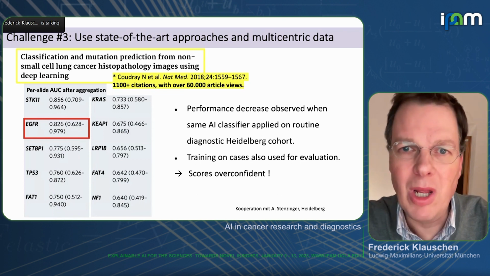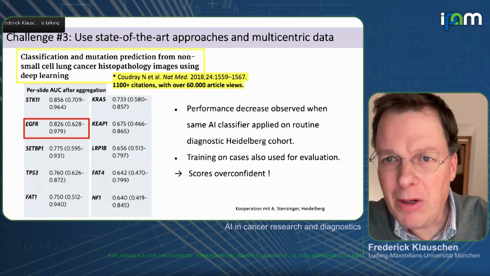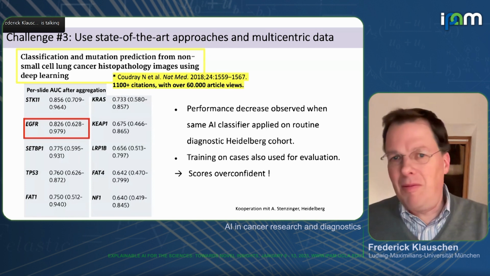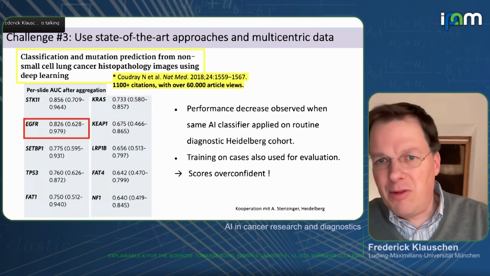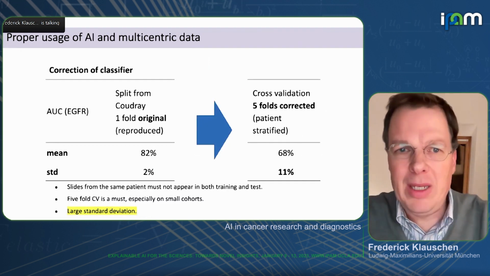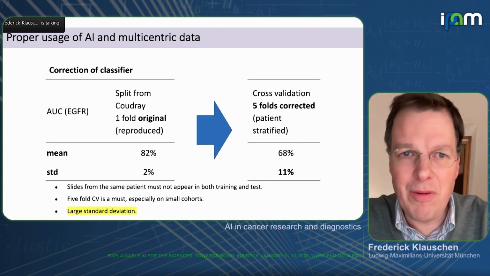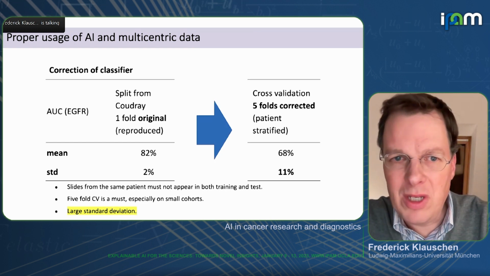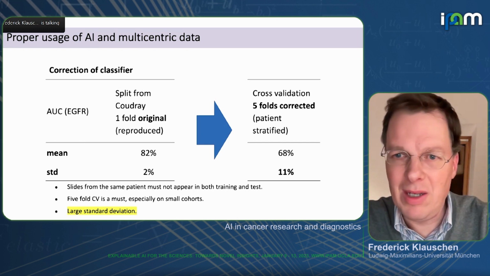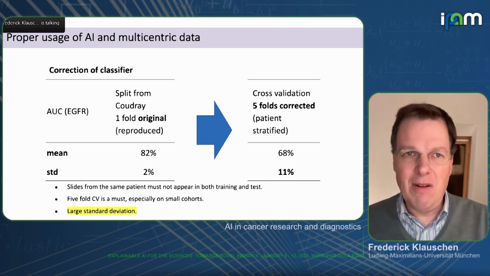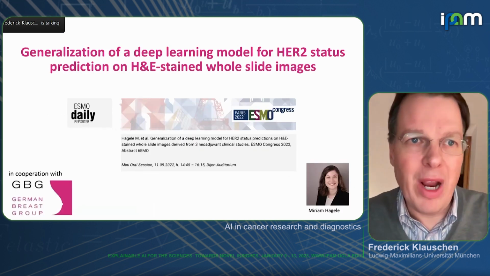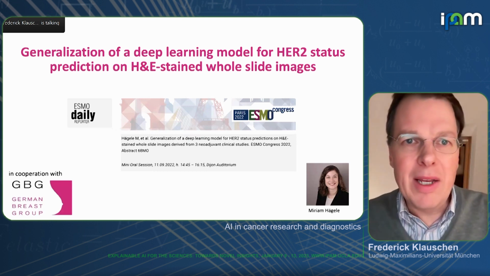And we found a substantial performance decrease and were wondering initially whether we made a mistake, but then finally found out that some very simple mistakes were made, such as training on cases also used for evaluation. And basically we corrected this and then found a substantial drop in the AUC from 82% to less than 70%, and at the same time a substantial increase in the standard deviation. So what we set out to do is train and develop models that generalize better.